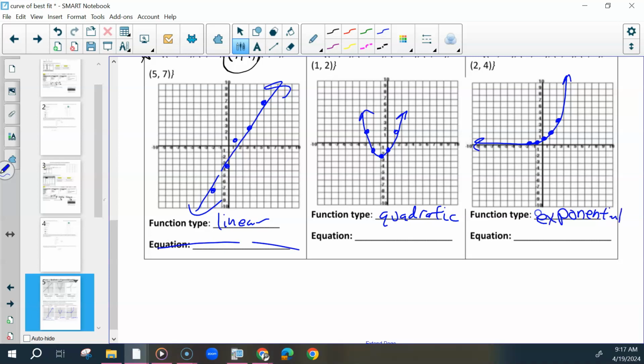Okay, so I want these four tables to find the equation of the quadratic. Put in your points and use Desmos or your calculator. And then these four tables find the exponential function.